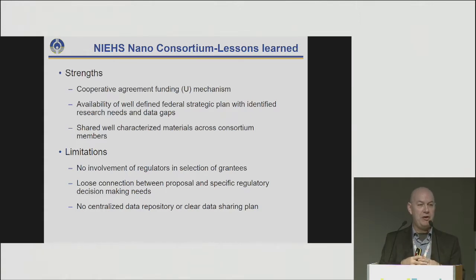There was closer involvement, there were regular meetings, and the creation of a central collective body of researchers feeding off each other, learning how they were working, and developing new methods. Again, the shared materials across the consortium was a strength. Again, the limitation here was that, whilst there was a well-established federal research plan on nanomaterials, the regulatory staff weren't involved in the selection of any particular research project.